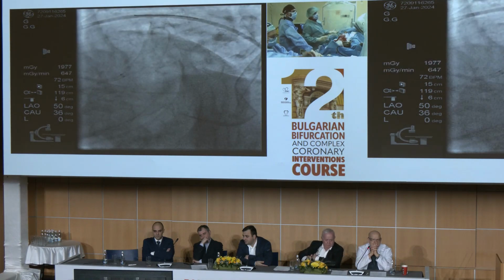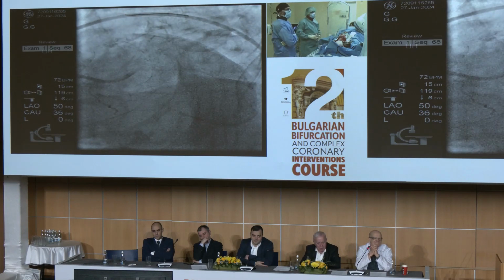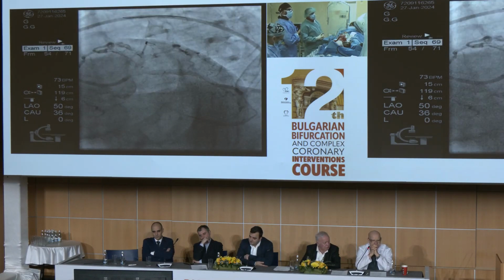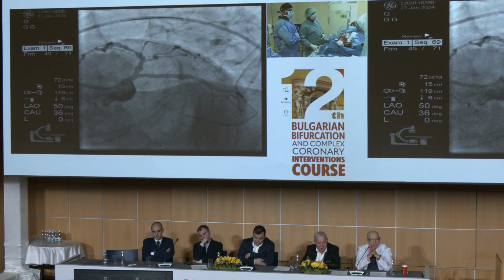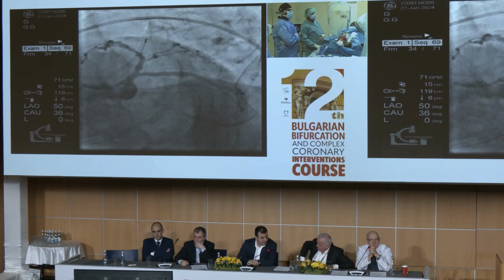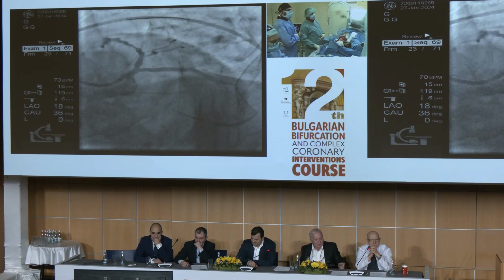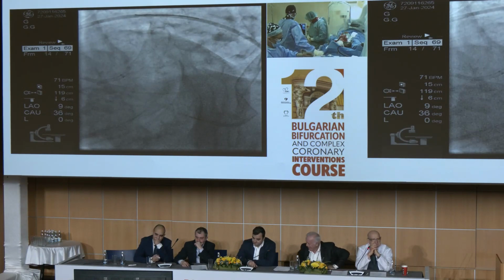Let's go. So, what does the panel think? I think it's a good angiographic result. What was the minimum lumen area at the site of the dissection? Let's see the ostium of the circumflex.